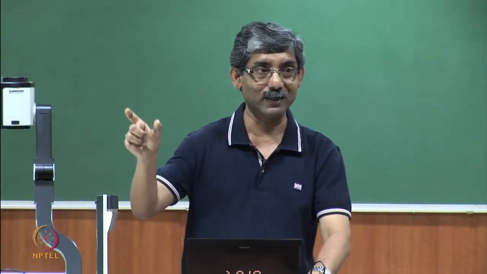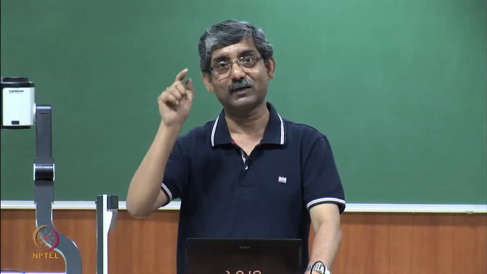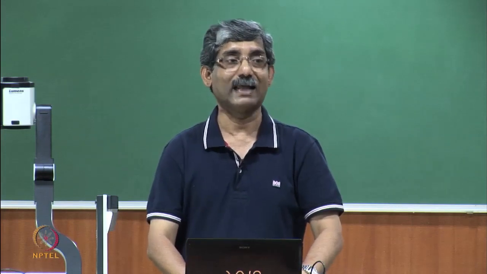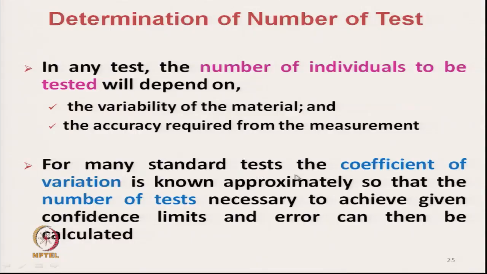If we know the variability, or if we have the targeted accuracy error, then we can calculate the number of tests required. For many standard tests, the coefficient of variation is known approximately, so the number of tests necessary to achieve the given confidence limit and error can be calculated.